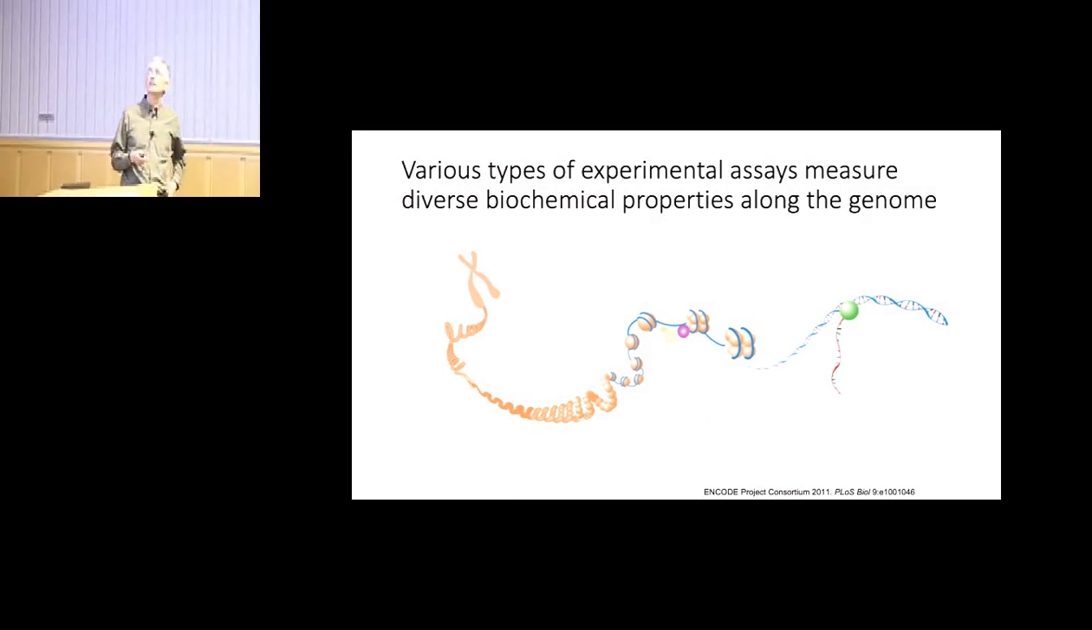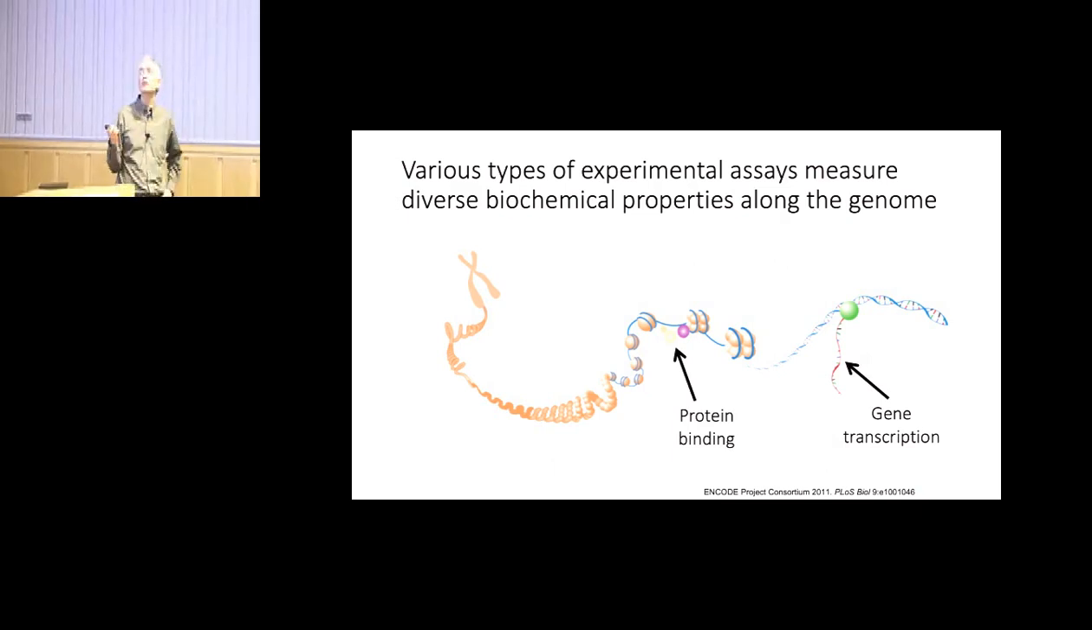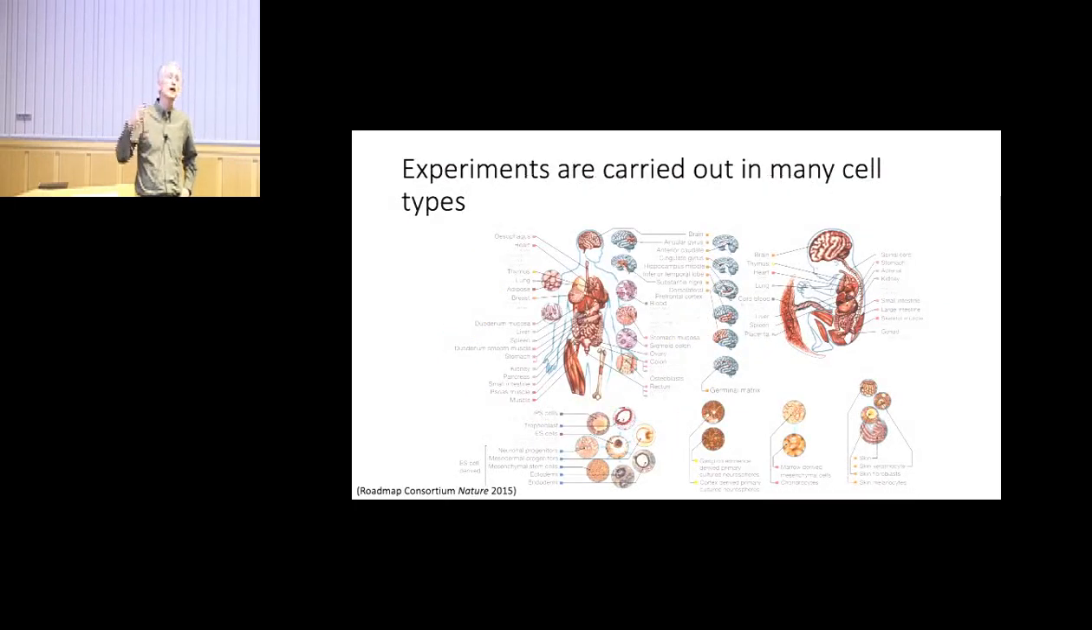The kind of data that's being generated essentially measures different kinds of biochemical activity along the genome. So you have, for example, measures of gene transcription, most notably RNA-seq measurements. You have measurements of protein binding, like transcription factor ChIP-seq. You have measurements of DNA local packing density, DNase or ATAC-seq measurements. And all of those together are carried out in many different cell lines and tissues.